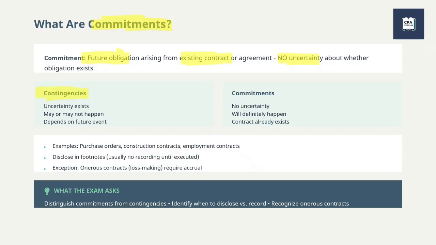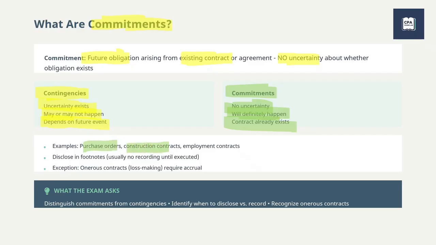Remember, in contingencies, we don't know if it's going to happen or not. We don't know if we are going to win the lawsuit or not, or if the government is going to force us to pay for some environmental cleanup. There's uncertainty, and it depends on future events. On the other hand, for commitments, there's no uncertainty. We entered into a contract and said in the contract, if X happens, we're going to do that. So this will definitely happen, and the contract already exists.